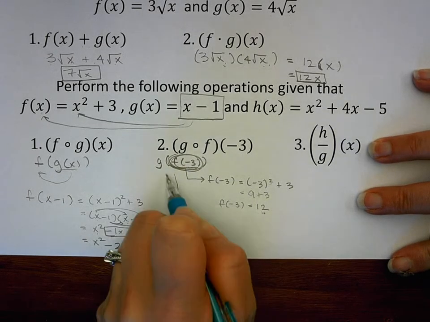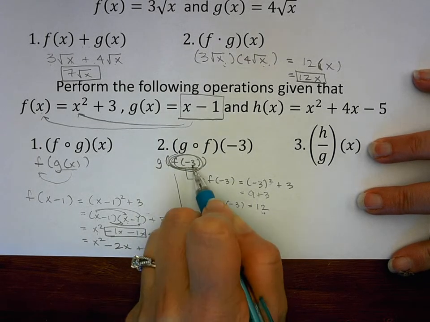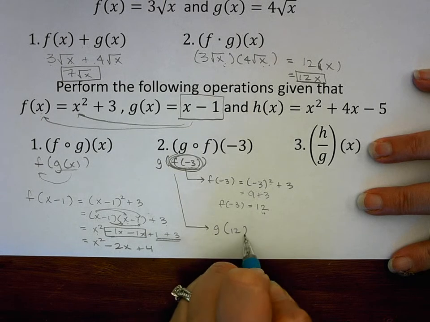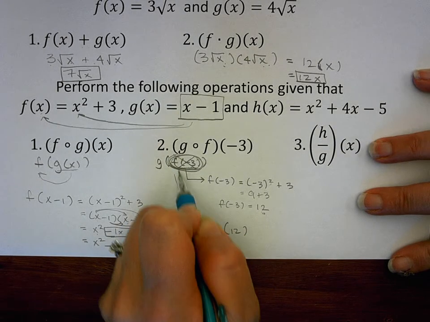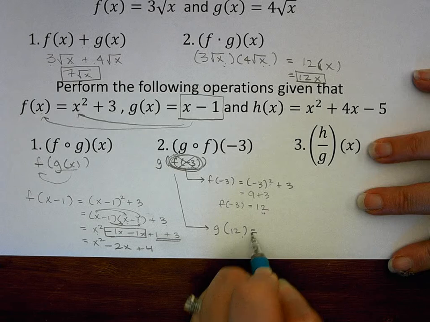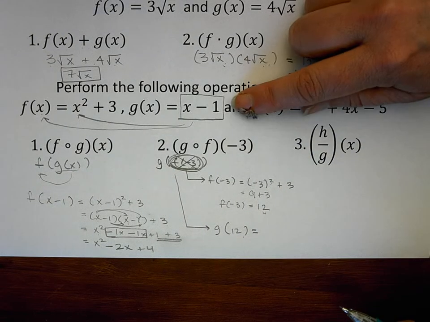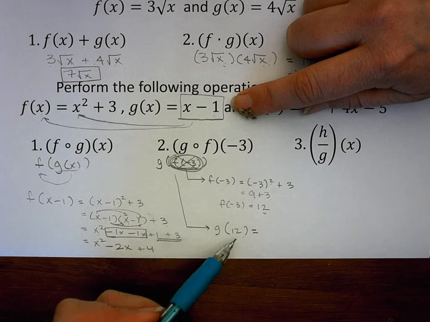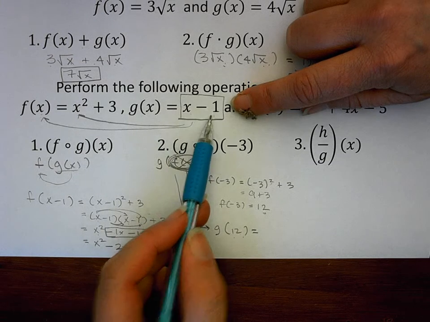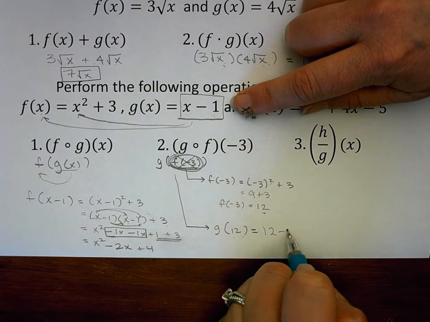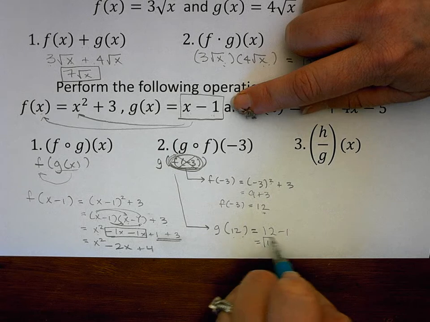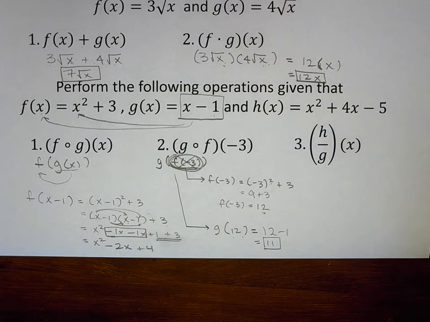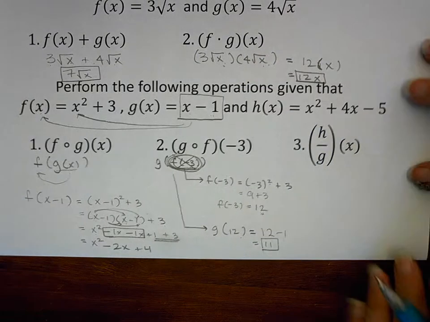So then my next action will be I want to find g of 12. So this is 12. So now I use the equation for g, and instead of x minus 1, I'm going to use 12. It will be 12 minus 1, which is 11. And that's my final answer. Okay? All right, last one, number 3.